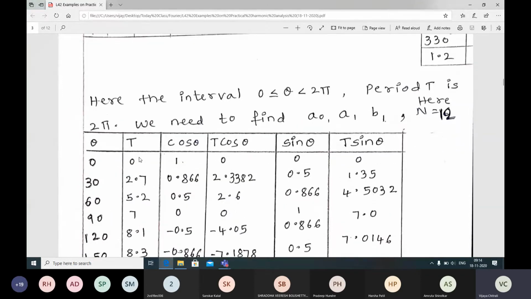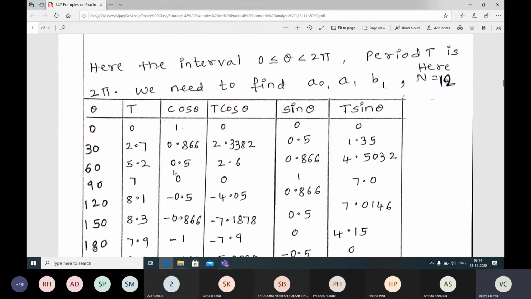So multiply these two. We have t values and cos theta values. 0 into 1 is 0. 2.7 into 0.866 is 2.3382. 5.2 into 0.5 is 2.6.